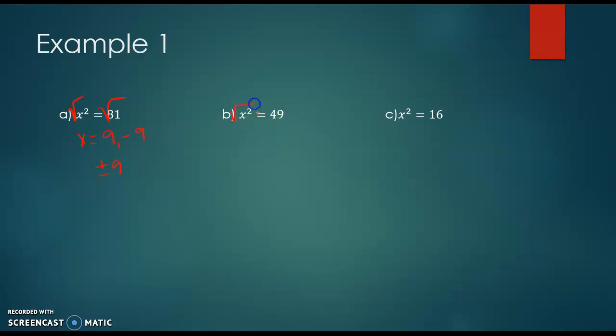So here, square root, x is going to equal 7 or negative 7, or plus or minus 7, however you would like to write it.